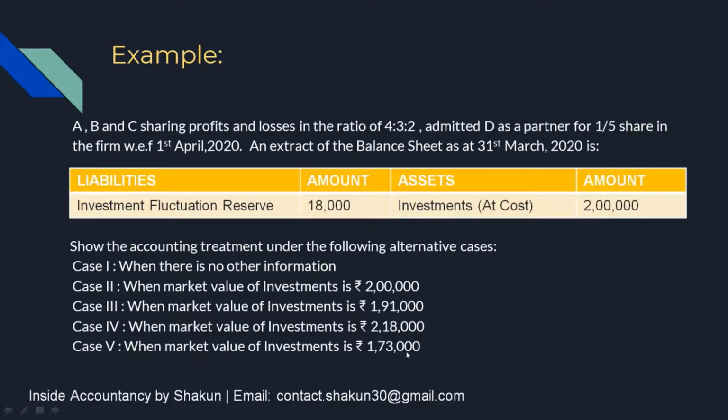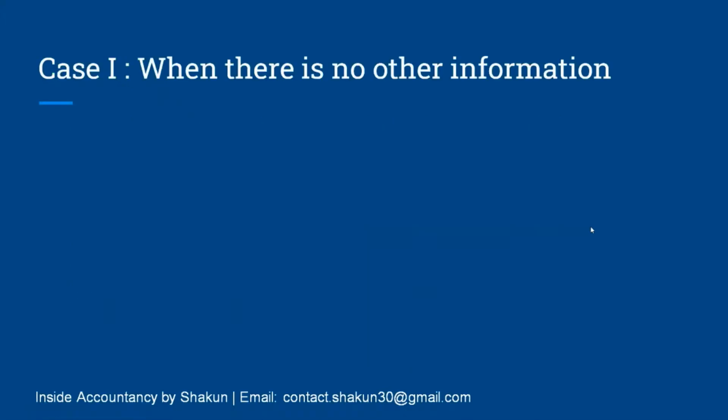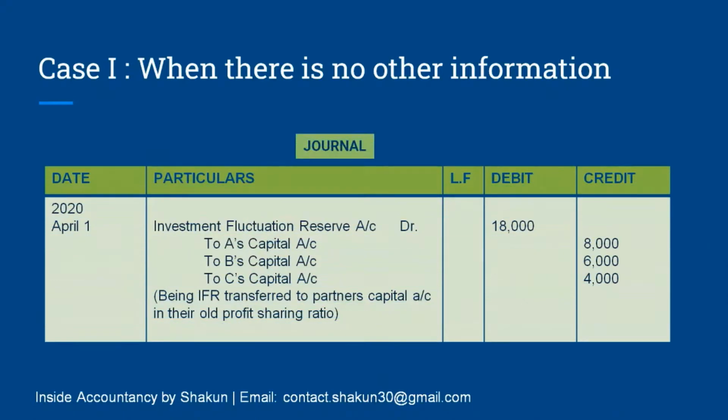So let's understand all these cases one by one and see how the journal entries will be passed in each of them. Moving on to the first case, when there is no other information. That means the market value is not given in the question, so we are only left with IFR of 18,000. Investment fluctuation reserve, just like any other reserve, will be written off between the partners in their old profit sharing ratio. So IFR is debited because it is written off, 18,000, and this 18,000 is divided in the ratio of 4:3:2 between A, B and C.